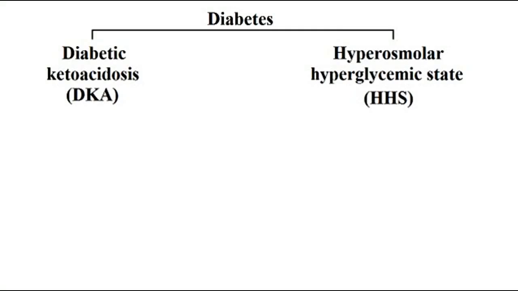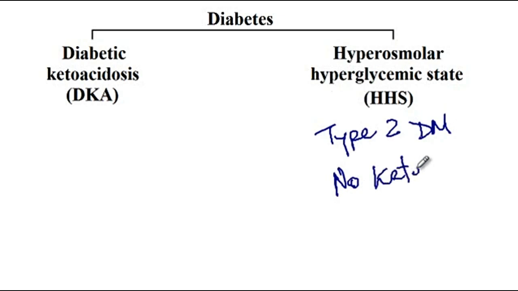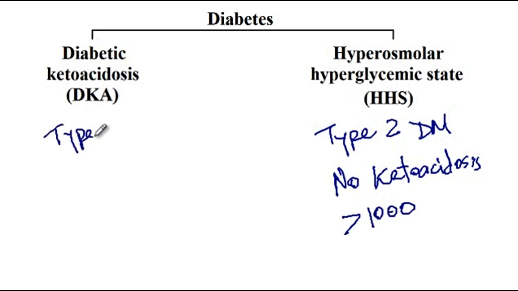There are different complications that can arise in patients with diabetes, which includes the hyperosmolar hyperglycemic state, which is usually seen in patients with type 2 diabetes mellitus, where there would be no ketoacidosis, but then the glucose level would be more than 1000 milligram per deciliter, versus diabetic ketoacidosis, which is usually seen in type 1 diabetes mellitus.